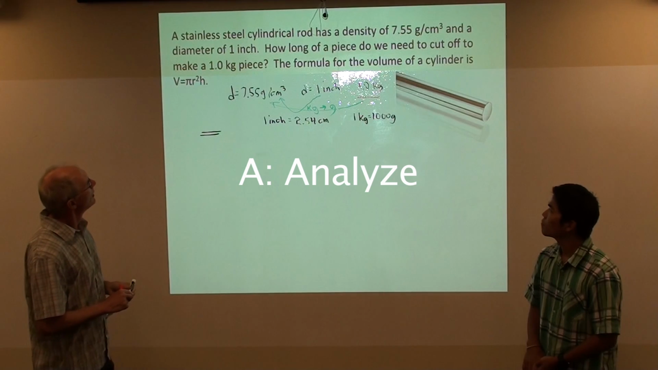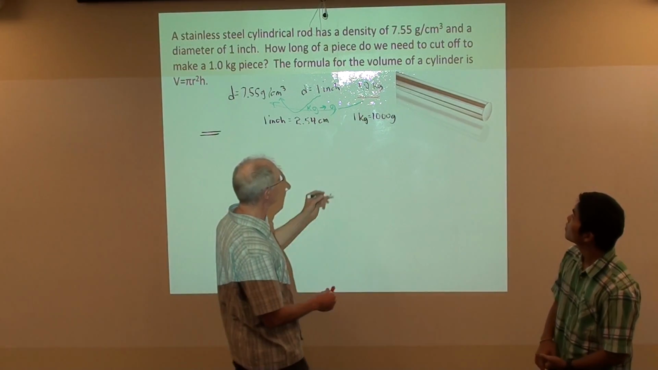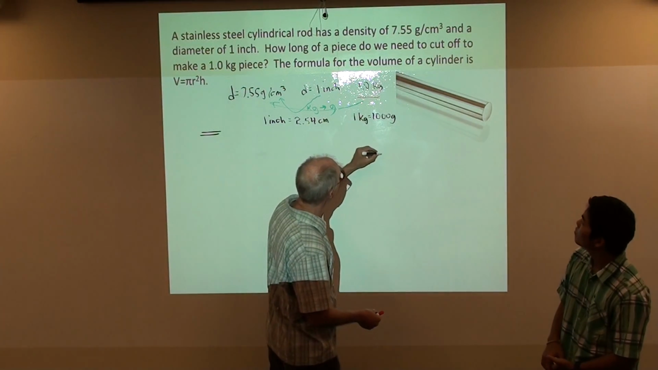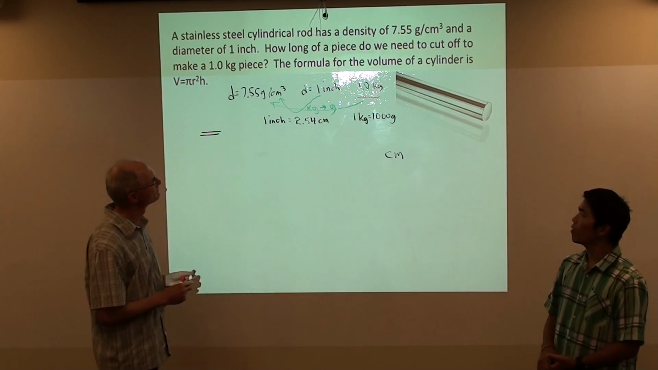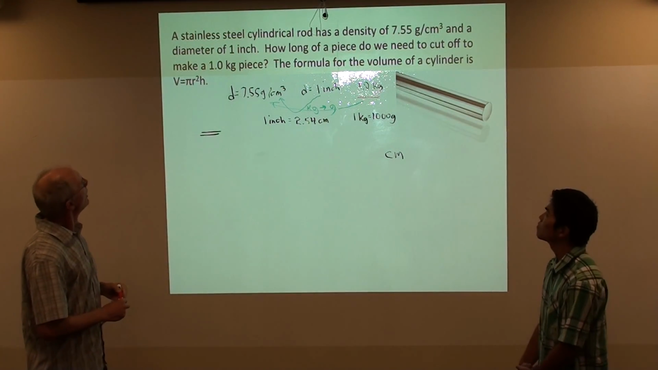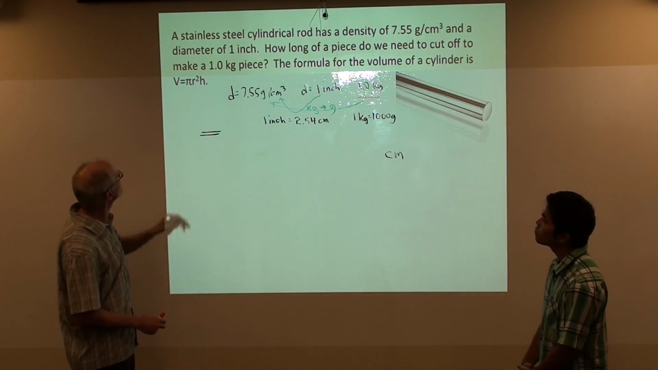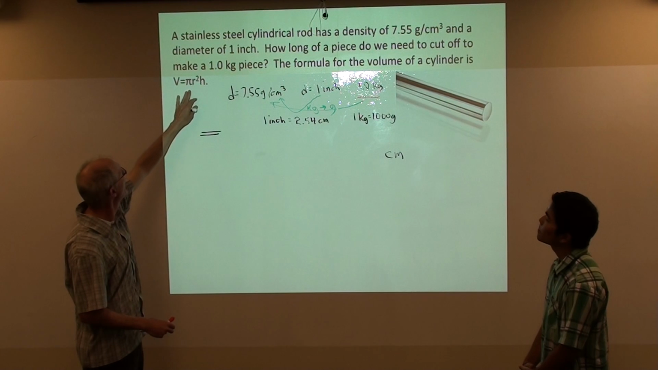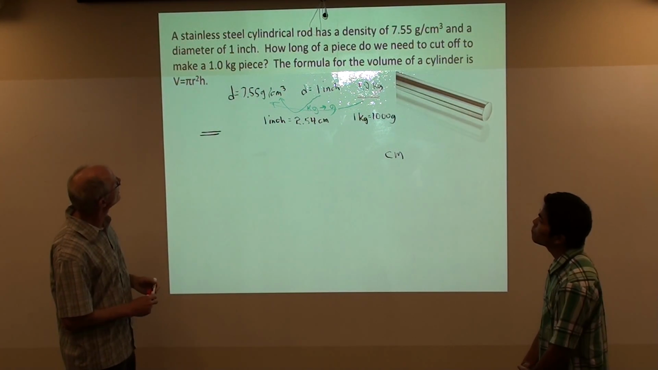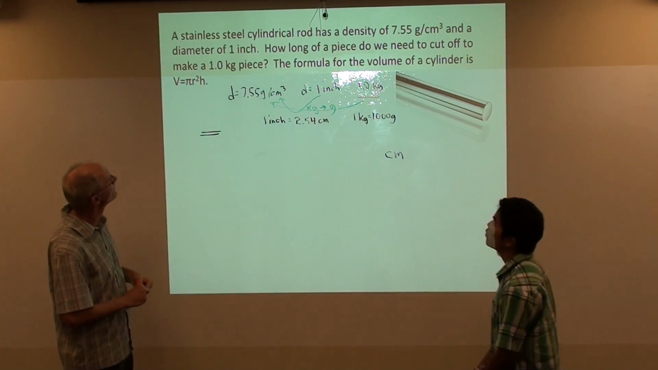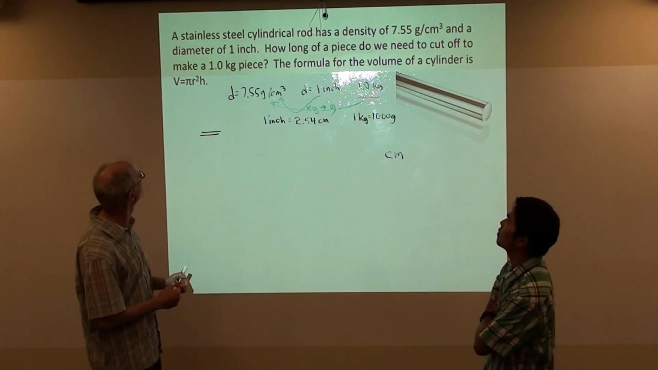Analyze. Okay, I want to end up with a length, right? So let's say I want to end up at centimeters. I haven't used this equation for volume yet. How are we going to use this? Volume equals pi r squared h. Are there any volumes on there? There's a volume here, centimeters cubed. Okay, volume there, centimeters cubed.